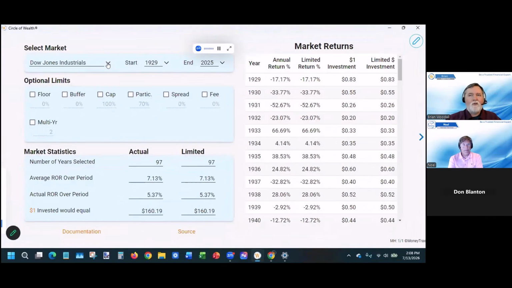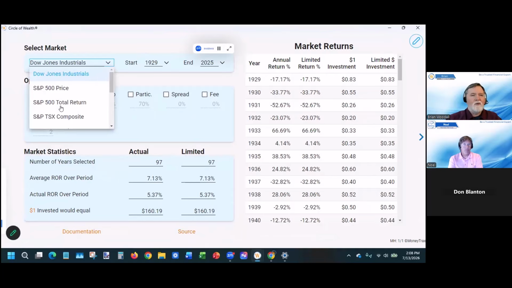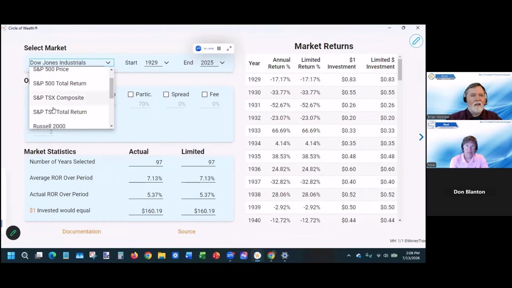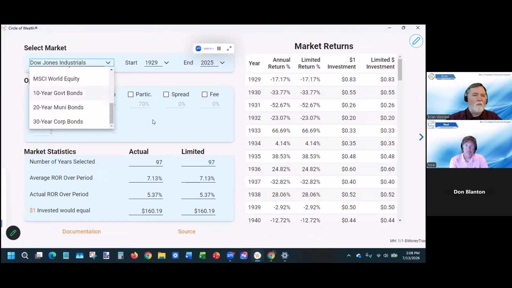It has its own internal draw. So if I want to do any drawings, I can. Okay, it's got a lot of indexes. So we've got the Dow Jones Industrial, the S&P 500 price, the S&P total return, which has the dividends included. We have some Canadian indexes here, the TSX. We have the Russell 2000. We have the NASDAQ, World Equity for international. We have 10-year government, 20-year muni, and 30-year corporate bonds.